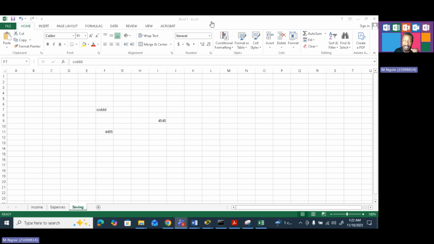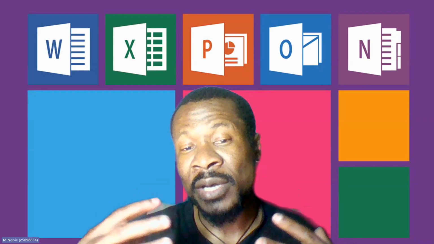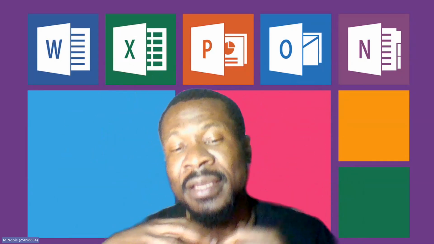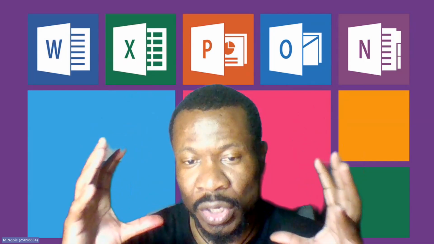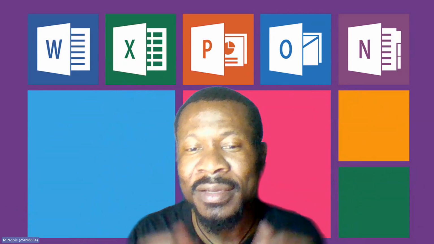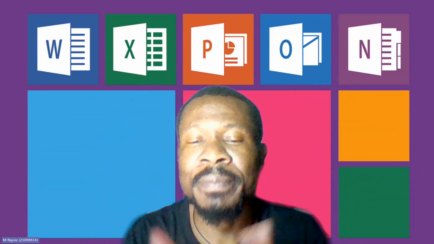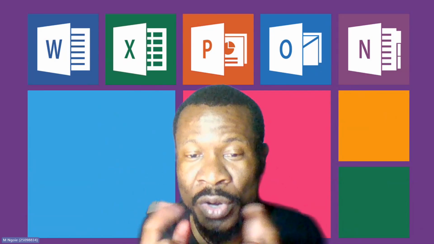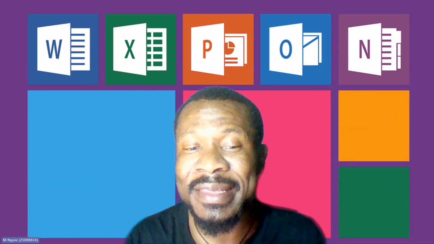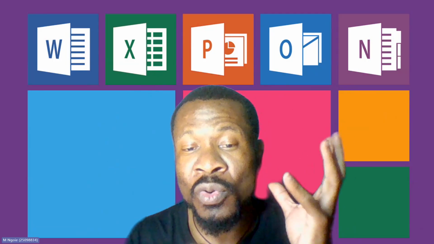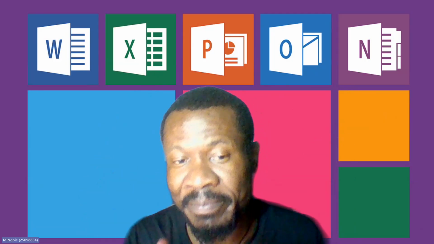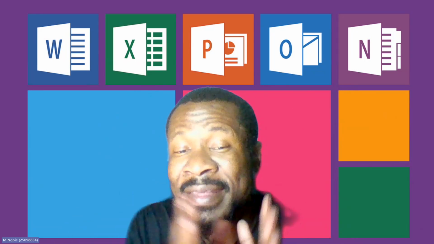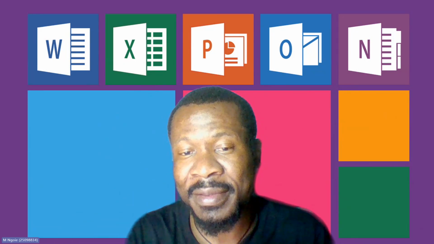So let me stop sharing, guys. We are talking about Excel. When you open Excel, you get a workbook. That entire screen, we call it a workbook. Now, what can you see inside a workbook? You can see worksheets. A workbook has many worksheets, and those worksheets will save specific information.